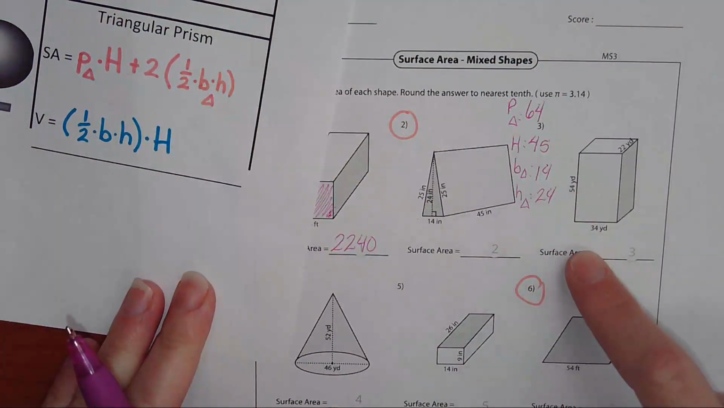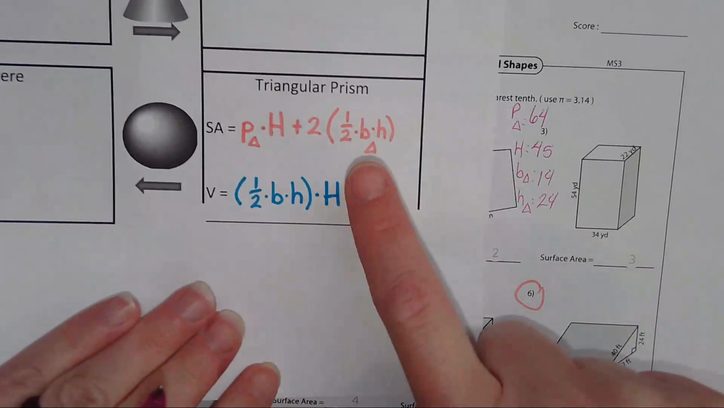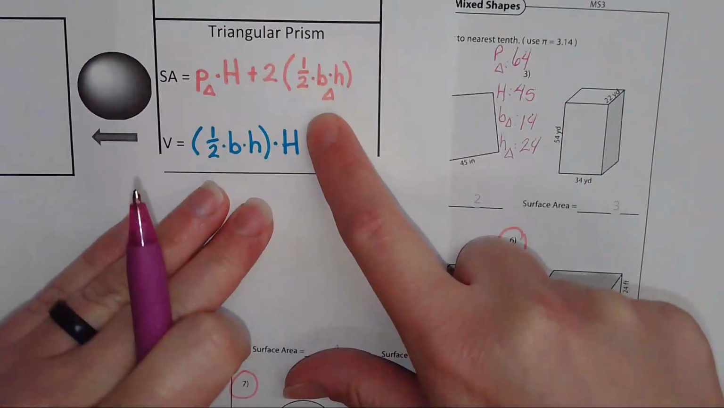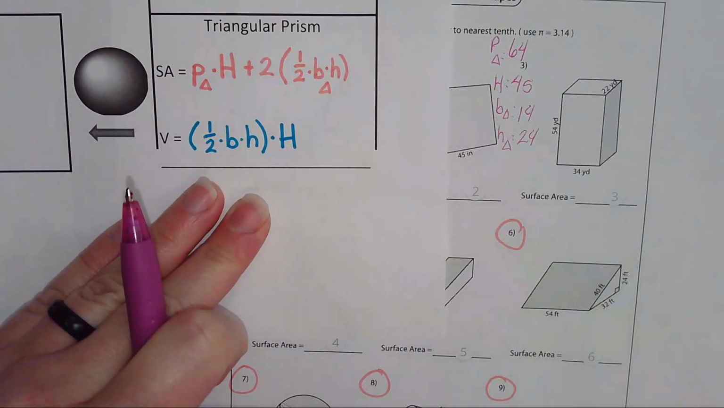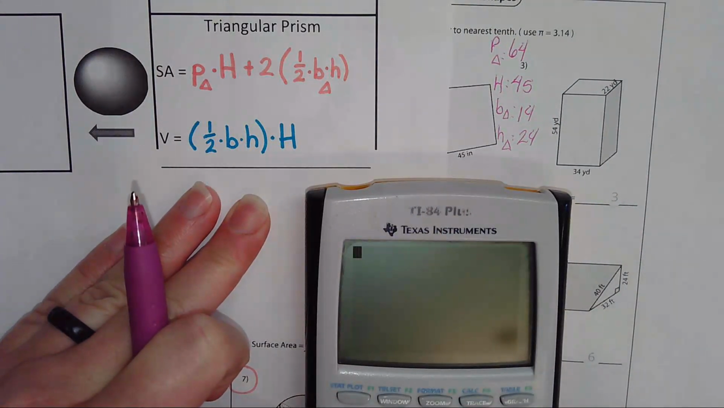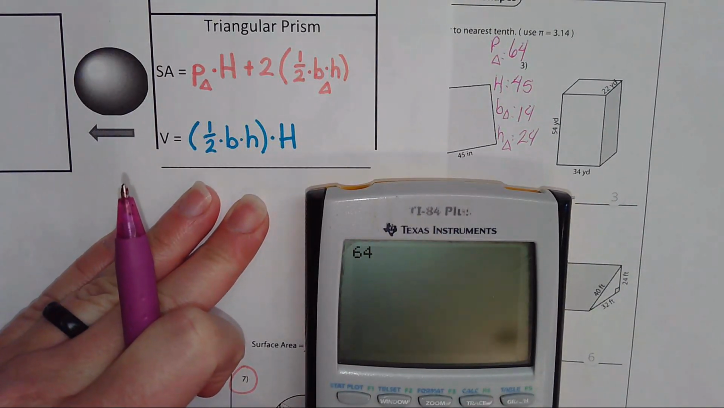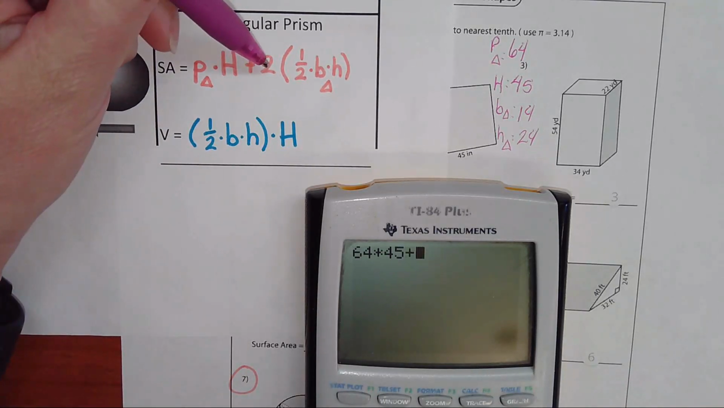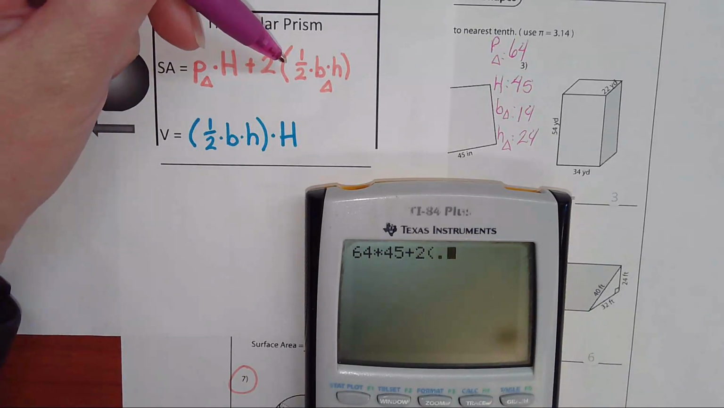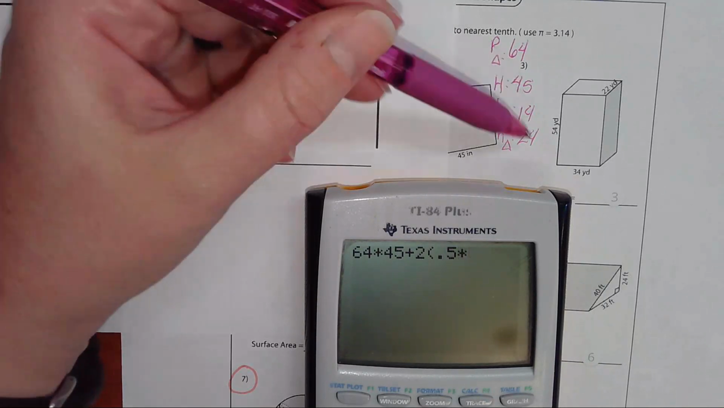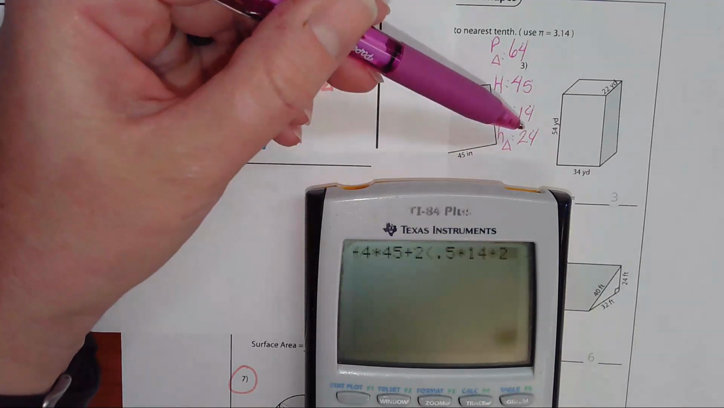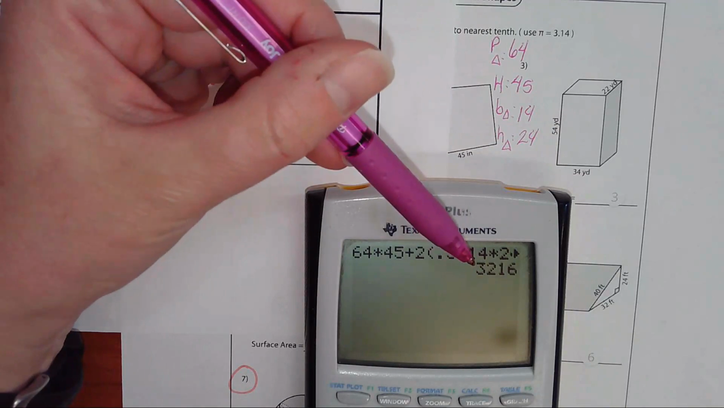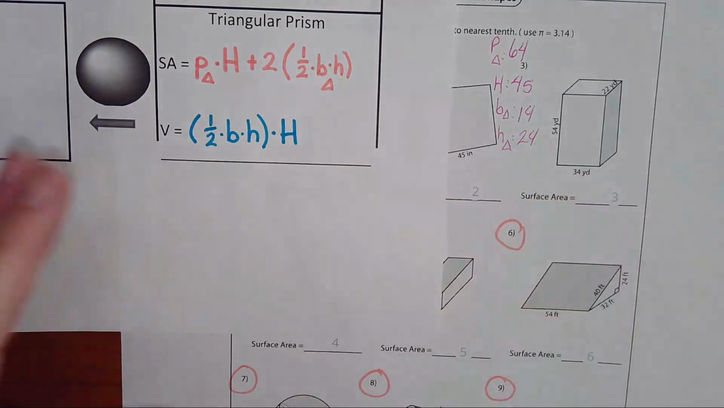Those are the numbers that you're going to be plugging into your formula. The formula says to take the perimeter, 64, times the height, 45, plus 2 times parentheses 0.5, or 1/2, times base times height. And you get 3,216.